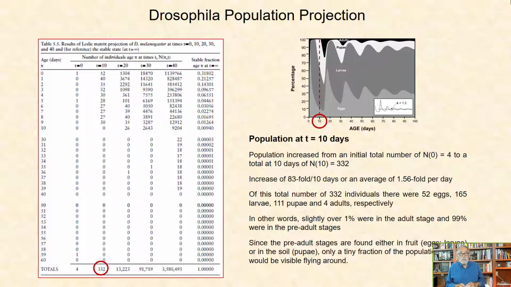Since the pre-adult stages are found either in fruit, that is the eggs or the larvae, or in the soil, that is the pupae, only a tiny fraction of the population, that is the adults, would be visible flying around.